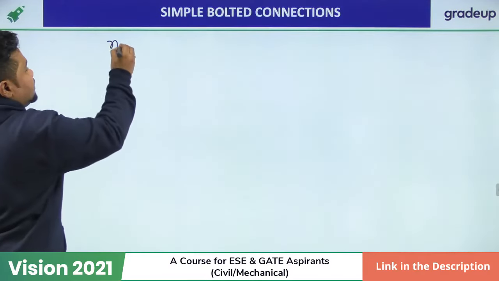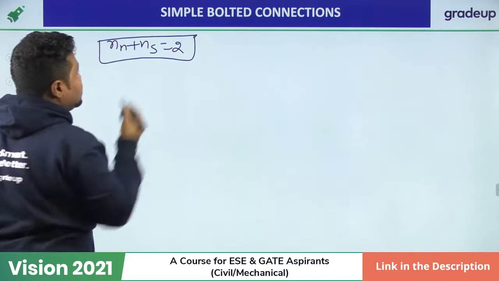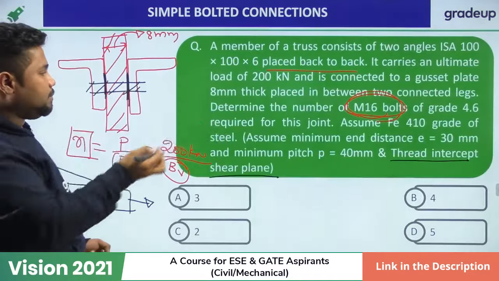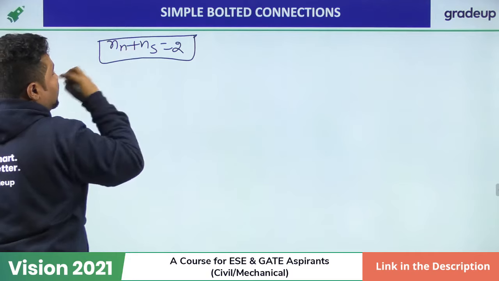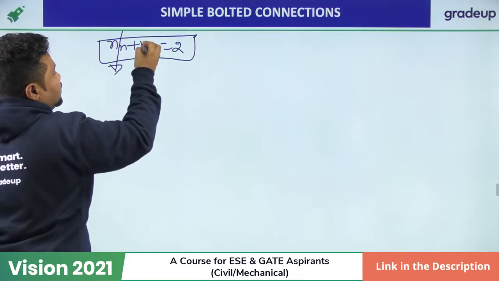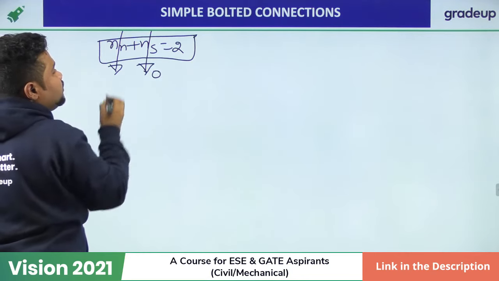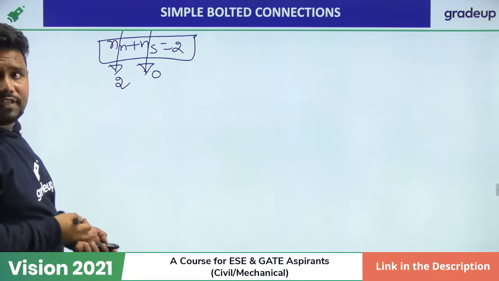The total number of shear planes, NN plus NS, is 2 per each bolt, of course. They are mentioning the threads are intercepting the shear plane. When threads are intercepting the shear plane, NN will be there. The number of shear planes intercepting the shank, NS, will be 0. When this is 0, obviously NN will become 2. So if this is the case, they are expecting the bolt value.